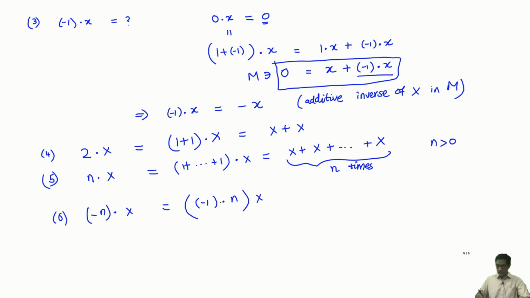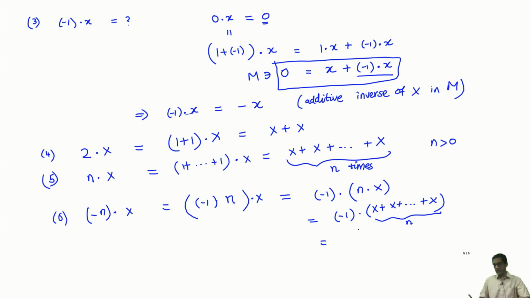So this is just the usual multiplication in the integers. This is just minus 1 into n, the product, this scalar multiplication with x, and this by axiom 3 is just minus 1 acting on n dot x, and of course we have already said n dot x is nothing but the element x plus x, n times. Okay, so this is the element in M, and now we have already done this, right? If I take any element of my module and I scalar multiply it with minus 1, it just gives me the additive inverse of that element. So this is just the additive inverse of x plus x, n times.